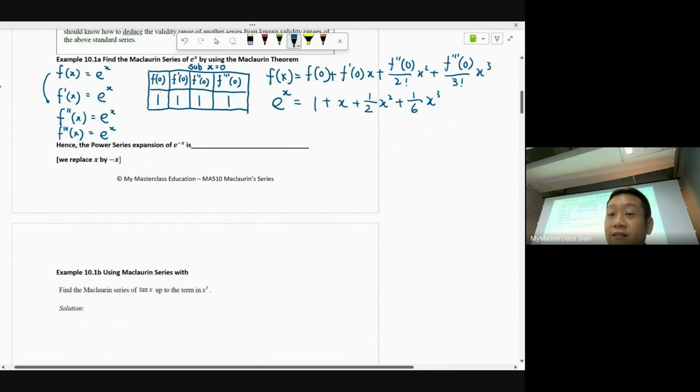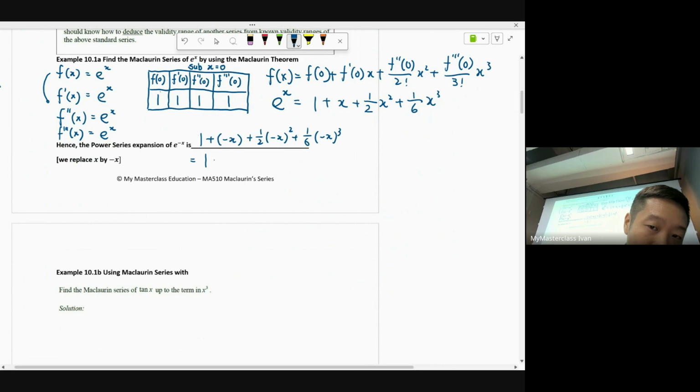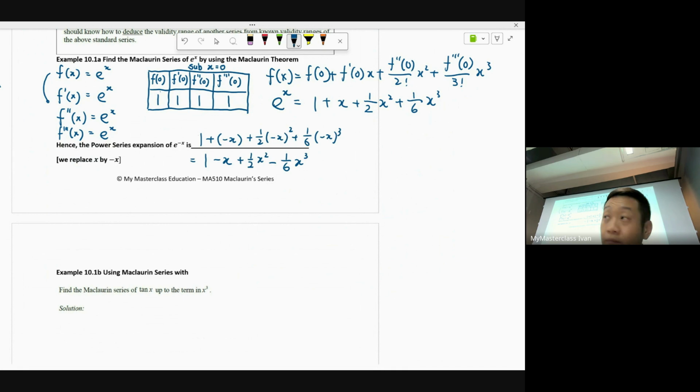Okay, so if e^x is equal to this, then what is e^(-x)? It is just 1 plus, replace the x by negative x, plus 1/2 (negative x) squared, plus 1 over 6 (negative x) cubed, which gives you 1 minus x plus 1/2 x squared minus 1/6 x cubed. And (negative x) squared is positive. (Negative x) cubed is negative.